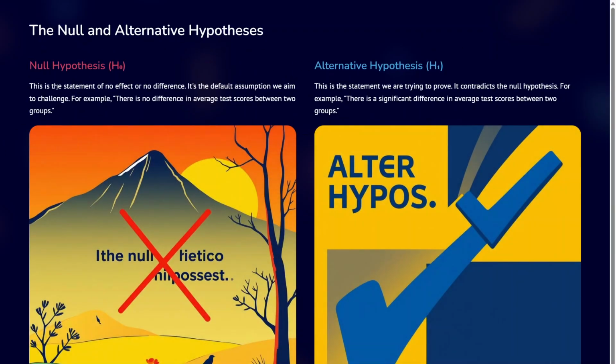So let's know more about the null and alternative hypotheses. The null hypothesis H0 is always a statement of no effect or no difference. For example, there is no difference in average test scores between two groups of students. Likewise, the alternative hypothesis H1 is what we want to prove. For example, there is a significant difference in test scores.